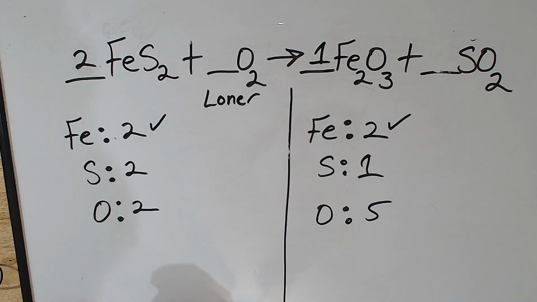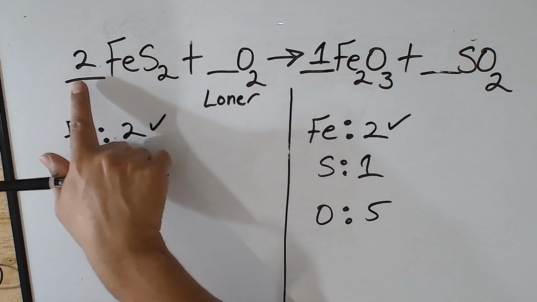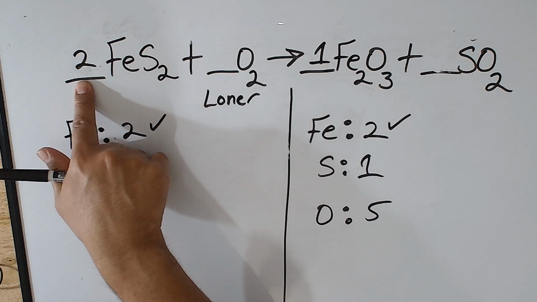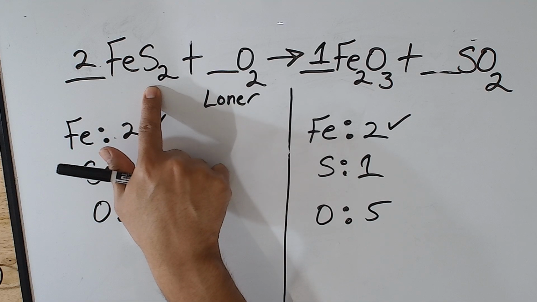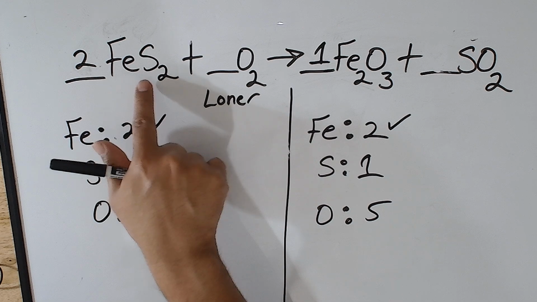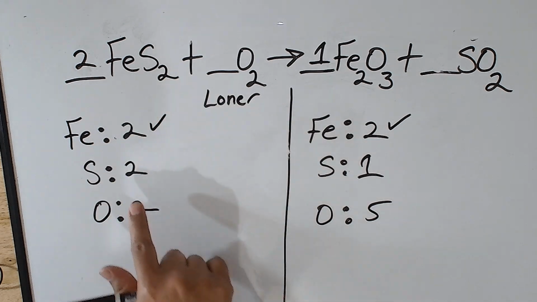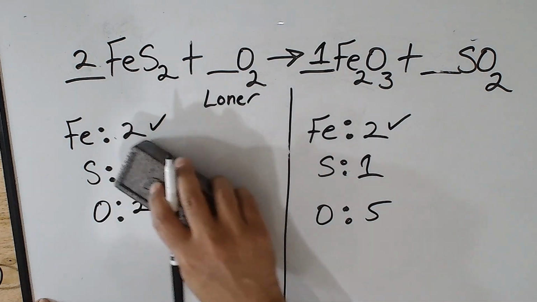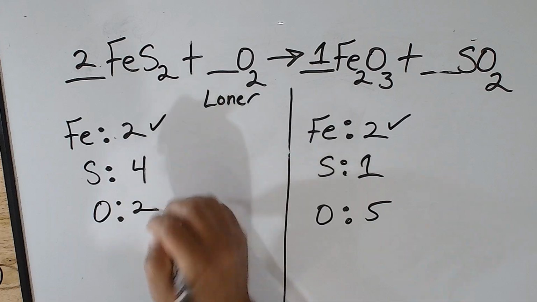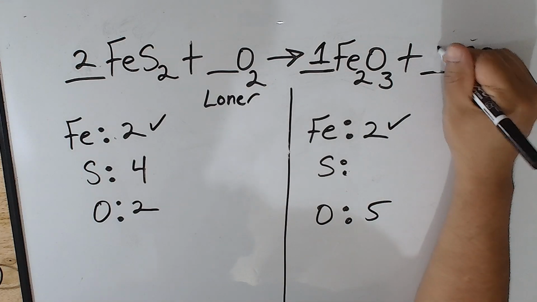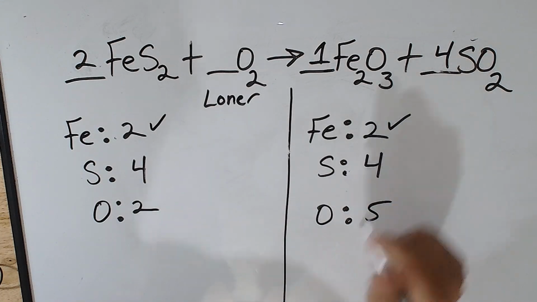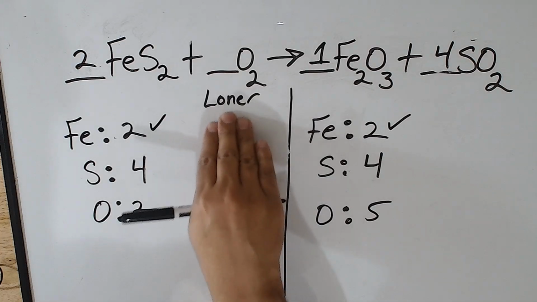Now, when I change this to a 2, it also changed the sulfurs. So I have 2 times 2 gives me a total of 4. So I need to write 4 in here. So that means I'm going to come to the product side, and I need to have a 4. So I'm going to write a 4 in here. And notice how we're ending with the loner.